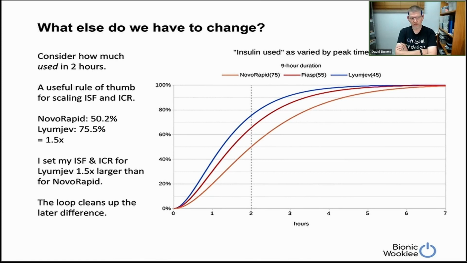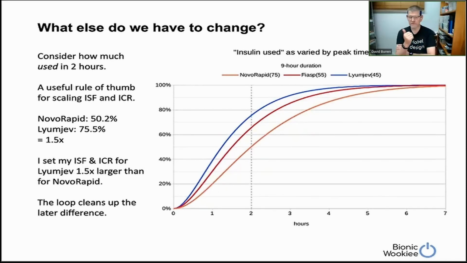With Lyumjev, it's 75. So that's about 50% more has been used. So I tell the system that my ISF is 1.5 times larger, and as a result, it's going to give me boluses that are 2/3 the size. That insulin is going to have the same effect within that first 2 hours.